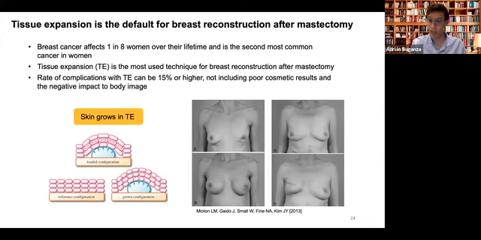However, the rate of complications can be 15% or higher, and that doesn't include poor cosmetic outcomes that can negatively affect body image. And the way the process works biologically is by putting an expander underneath the skin and inflating that gradually over a period of months, you get new skin. So that's used not only for breast reconstruction, but as I showed before, for reconstructive surgery as well.